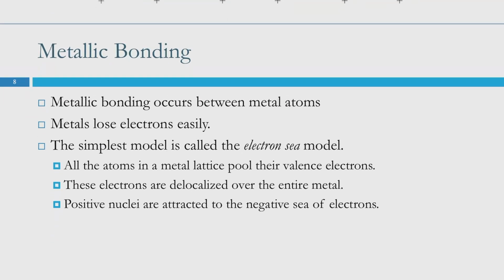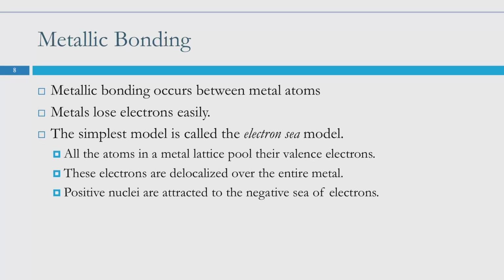Metals, on the other hand, can also bond. So metallic bonding occurs between, you guessed it, metal atoms. Metals tend to lose electrons easily. So you've got a bunch of people, or a bunch of electrons, or a bunch of metal atoms, sorry, that are all like, we don't really care about these electrons. And so what happens is you get a commune.